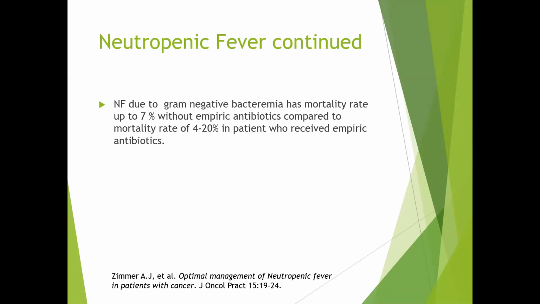Neutropenic fever due to gram-negative bacteremia has a mortality rate up to 70% without any antibiotics. Sorry, it should be 70%. So there is a typo here. It's not 7%, it's 70%. And with use of empirical antibiotics, that mortality rate can go down from 70% to 4 to 20%. So that tells you how important it is to administer antibiotics as soon as possible.